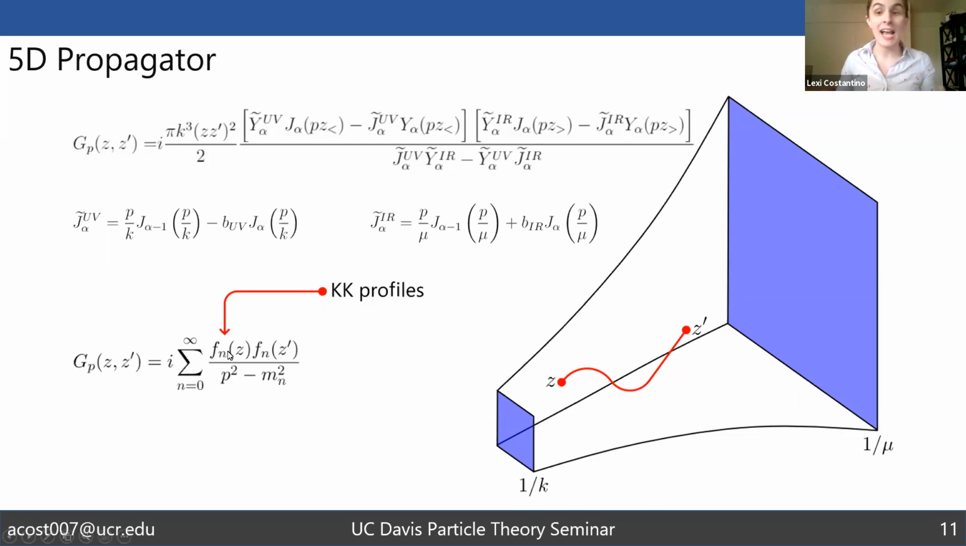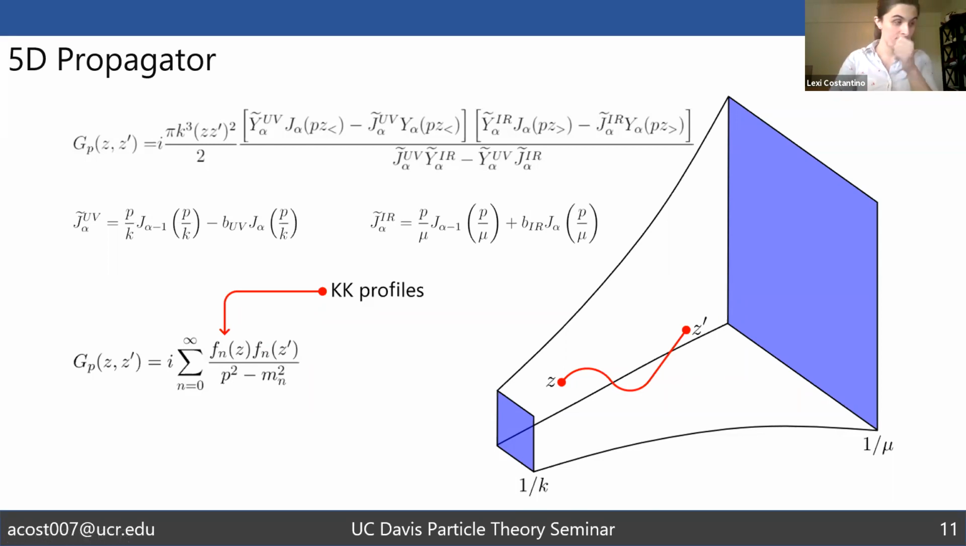So these Fs are the KK profiles that I mentioned earlier. And you can see right here, these are analytic functions, and then you can see where all the poles are immediately by looking at the denominator. So you have one at pi mu, two pi mu, and so on.